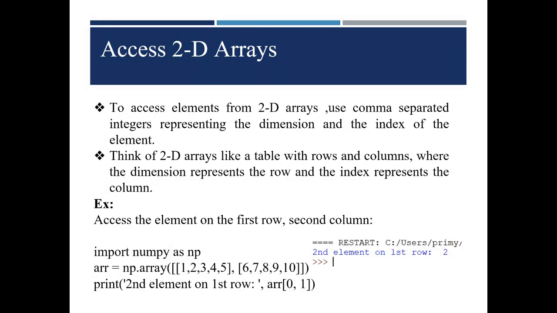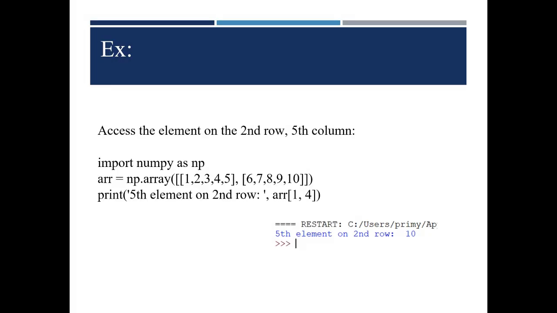To access a two-dimensional array, you write print(arr[0, 1]). This gives the second element of the first row. The first row is indicated by 0 and the second row is indicated by 1. Here 0 indicates the first row and 1 indicates the element at position one, that is 2, and it is printed. To access the fifth element in the second row, it is given as arr[1, 4]. Here 1 indicates the second row and 4 indicates the fifth element, that is 10.